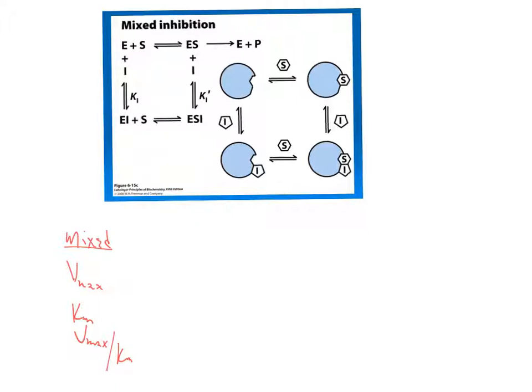Does anyone know? This is what it looks like. I'm actually going to give you the Lineweaver-Burk first. Oh, whoops, I was using black before. Oh, and I forgot to put in my axes. So this is what it looks like without the inhibitor, right? As you add inhibitor, this is what it looks like.